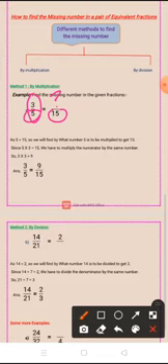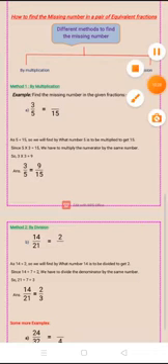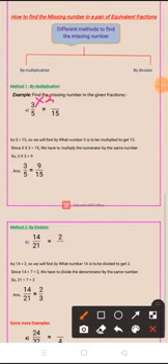So 5 multiplied by some number gives 15. Now what number have we multiplied? 5 threes are 15. So 3 has been multiplied. If we multiplied the denominator by 3, then we also have to multiply the numerator by 3. So 3 threes are 9. So we got the missing number 9. The missing numerator is 9.